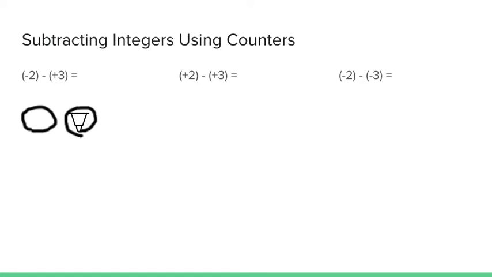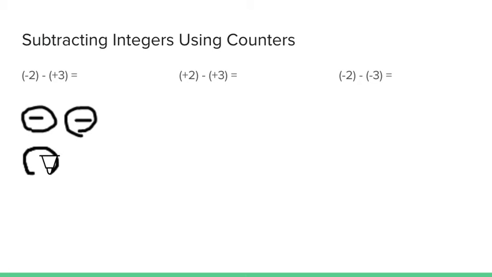Okay, let's start off here by drawing. We're going to be drawing out negative 2 using counters. Now, they're asking us to take away positive 3. But the problem here is I don't have positive 3. So what I'm going to do now is I'm going to draw, okay?